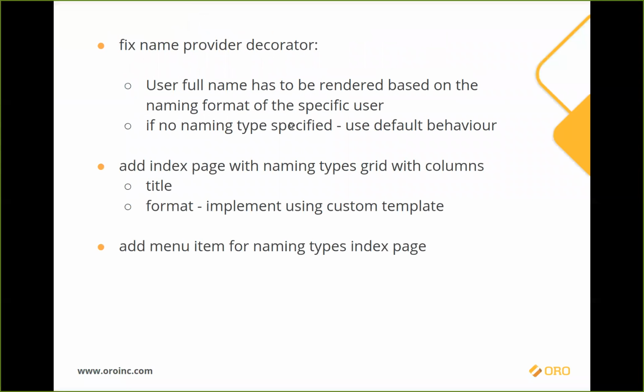So, first of all, we should fix the provider decorator. So, on the first day, we decorated the name provider and hard-coded the condition. If the entity is an instance of user, we return the hard-coded format. Of course, this is not a good practice, but this was just an example and just the beginning of the exercise. Right now, since we already have the possibility to define the relation for a specific user, we should check it and use it for the name generation.